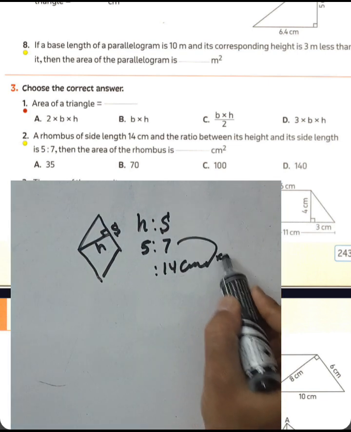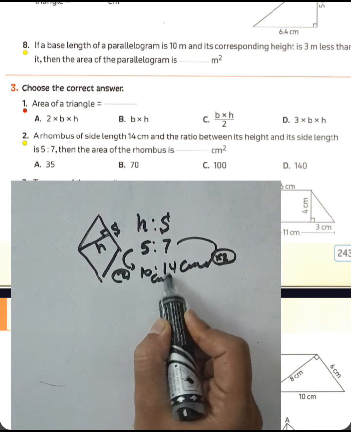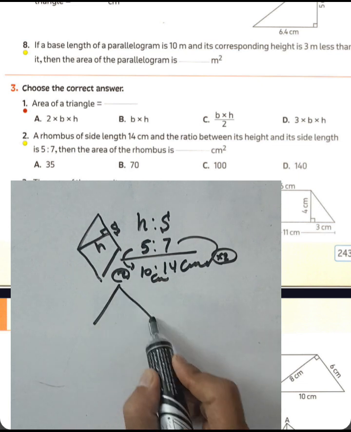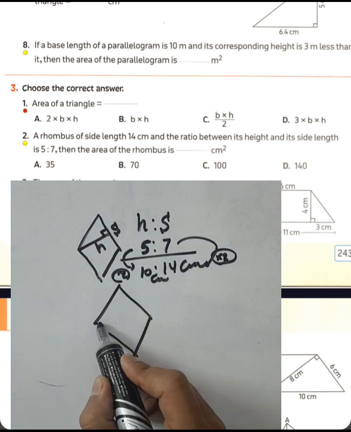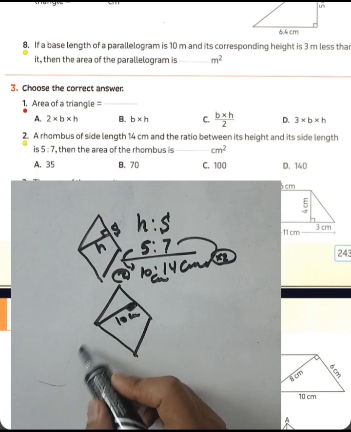7 product by 2 equals 14. Then 5 product by 2 equals 10. Then the height will be 10 centimeter. This height of this rhombus will be 10 centimeter.